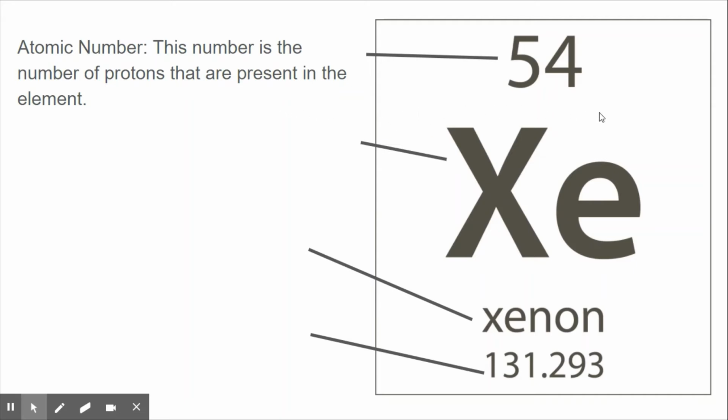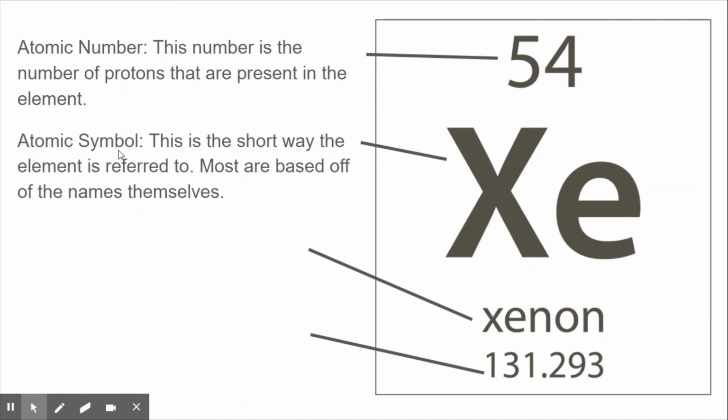The next one down, the Xe, is called the atomic symbol. It's usually the short way that we refer to the element. This is a universal, international symbol that we use all across our world. It doesn't matter if you're from Germany or Japan or China. Xenon is known as Xe. And I'll explain why that's important.